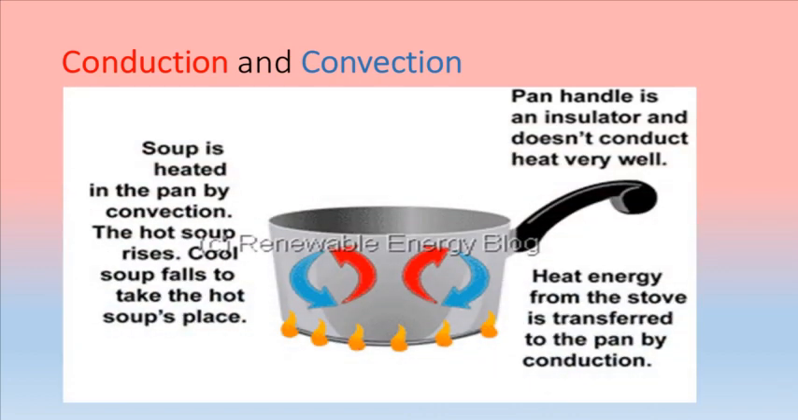Now let us see conduction and convection. On the left side, you can see the soup is heated in the pan by convection. The hot soup rises and the cool soup falls to take the hot soup's place. See the right side, the pan handle is an insulator and does not conduct heat very well. Heat energy from the stove is transferred to the pan by conduction.